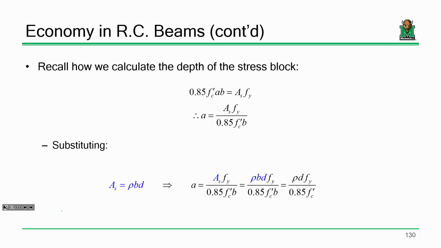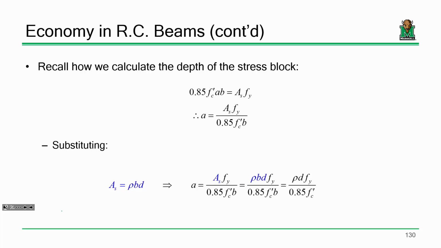Okay, now what I want to do is substitute this new reinforcement ratio term that I brought up earlier. Everybody okay with that? So, I've got this area of steel, and I'm saying rho b d. Just substitute it in. Now you look at this fraction, what happens to the b's? They cancel out. So the depth of the stress block a, instead of saying this, I can say this. Is everybody okay with that?